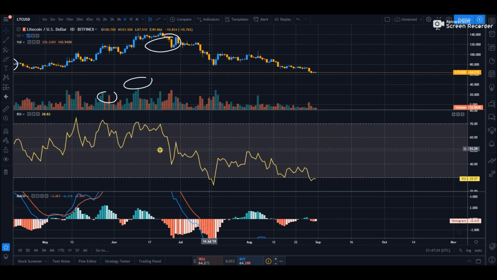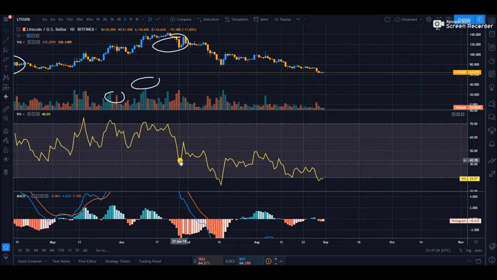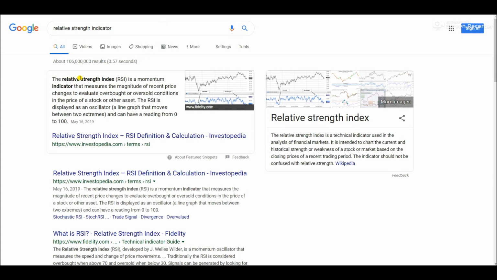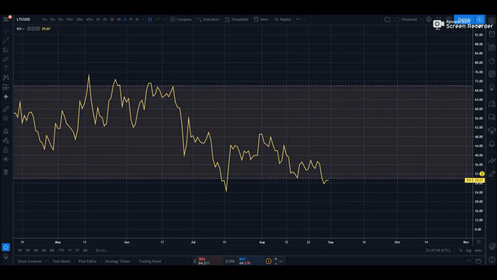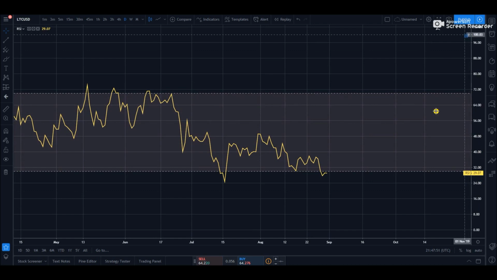So let's check the second one, which is the RSI. The Relative Strength Index is a momentum indicator that measures the magnitude of the recent price changes to evaluate overbought or oversold conditions in the price of a stock or asset. The RSI is displayed as an oscillator, a line graph that moves between two extremes and can have a reading from 0 to 100. As you can see on Litecoin, let's pull it full screen, it's from 100 to 0.